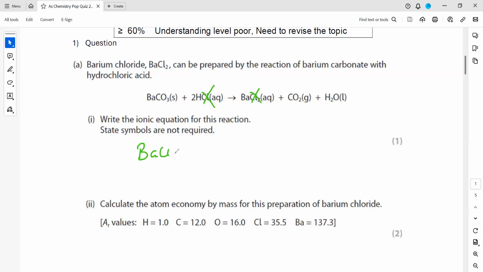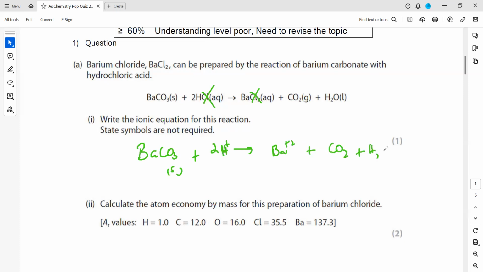So there will be barium carbonate, which is solid. State symbols are not required, but we can write. Two hydrogen ions are there. Aqueous, it will be ions. Gives a barium ion, which is group 2, and carbon dioxide, which is a gas.